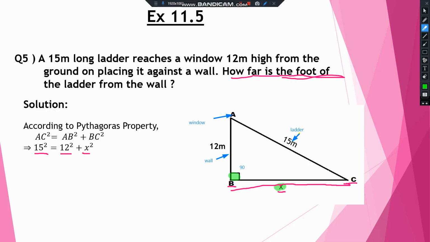So this is X. So let's place the values and find the value of X from this equation. We have X square equal to 15 square minus 12 square. Now X square is 15 square, 225, minus 144, and X will be under root of 81, and under root of 81 you will get 9. So X is 9 meter. That means the foot of the ladder from the wall is 9 meter. That is A.